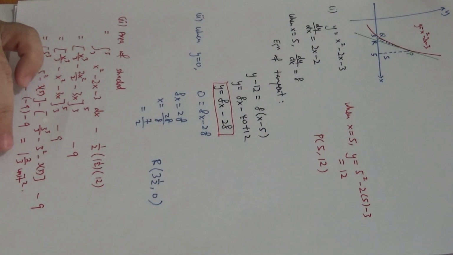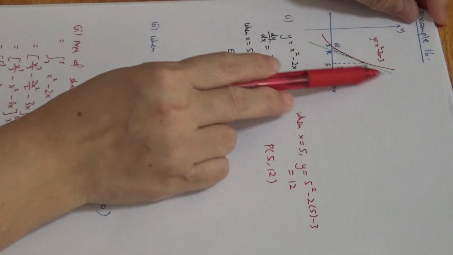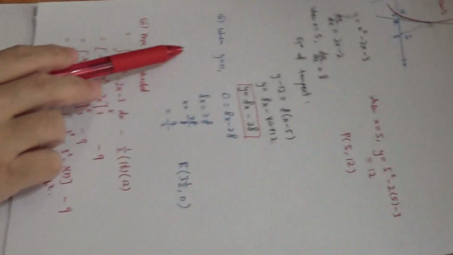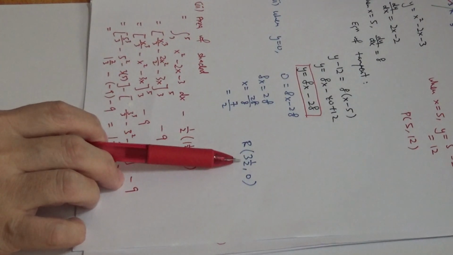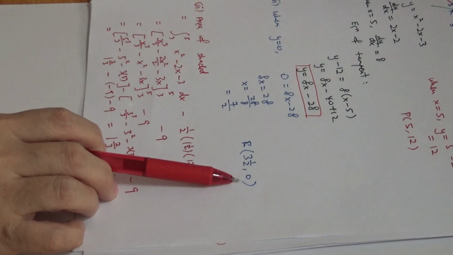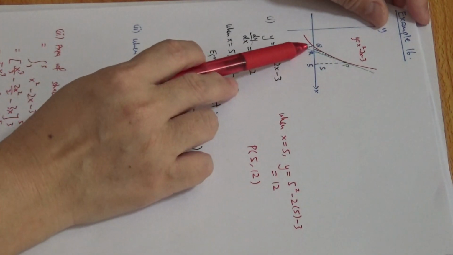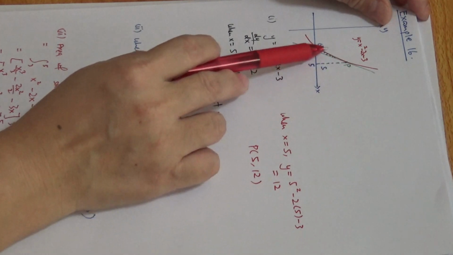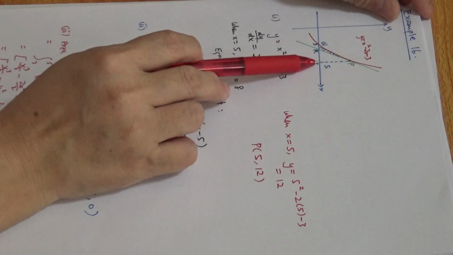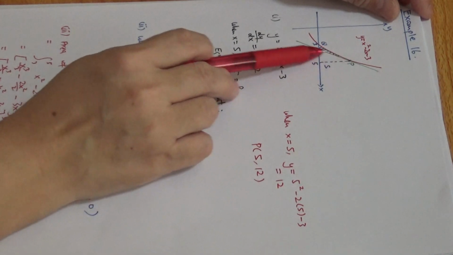Okay, now second part, they want to find the coordinates of R. Now, R is the point whereby the tangent meets the x-axis. That means when y is 0, I substitute in, the coordinates of R is 3.5, 0. Okay, now last part, they want us to find the area of the shaded region PQR. Now, the area of the shaded region is this small region here. Now, I want you to take note that the area of this small region is the area under the curve from 3 to 5 minus the area of this triangle.